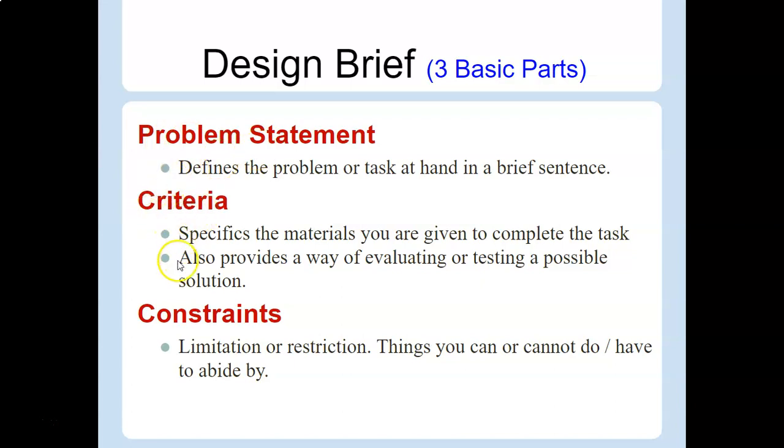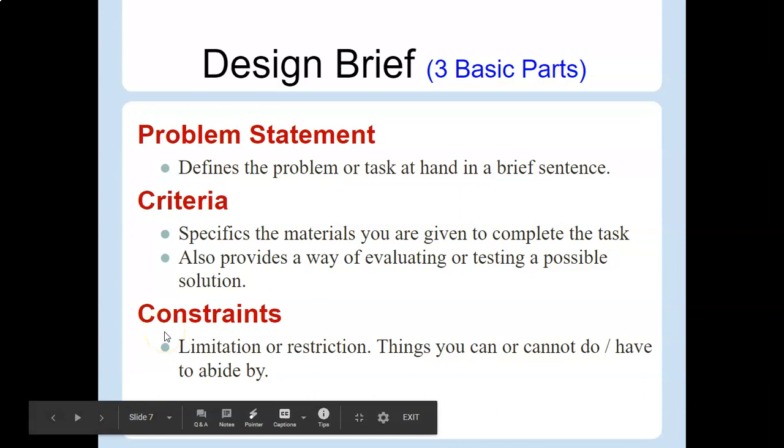Criteria. So this is kind of two things. This specifies the materials that you're given to complete the task at hand. So sometimes maybe you're limited, okay, and money could be a part of that as well. And it also provides a way of evaluating or testing a possible solution. So this is another way of posing questions to ask yourself about your solution. Okay, and the final thing is your constraints. So they are limitations or restrictions. Basically, it's things you can or cannot do.